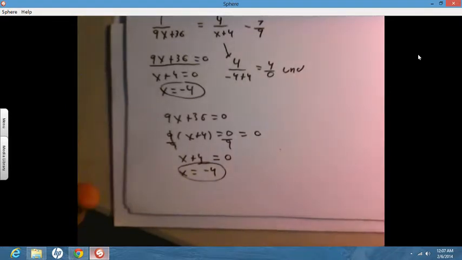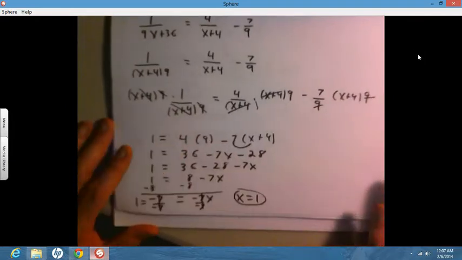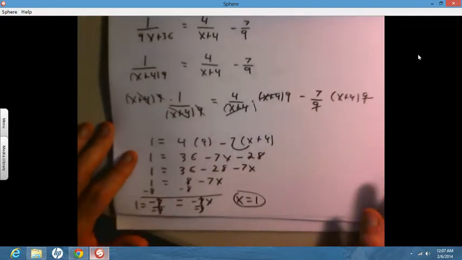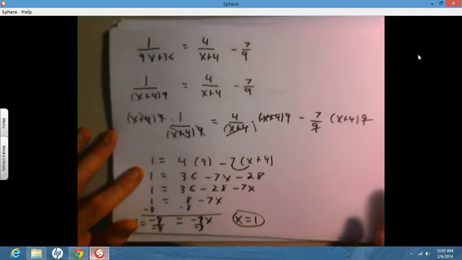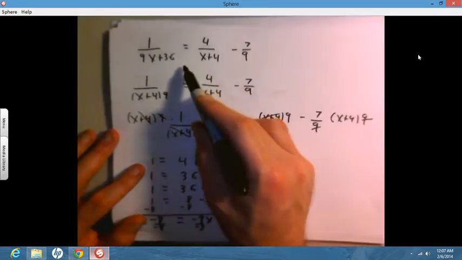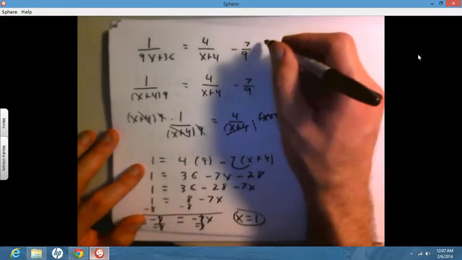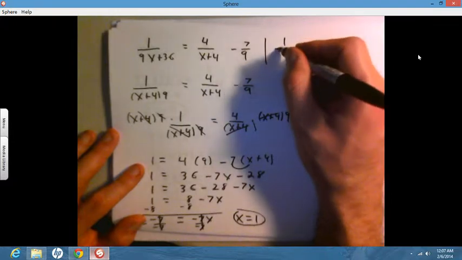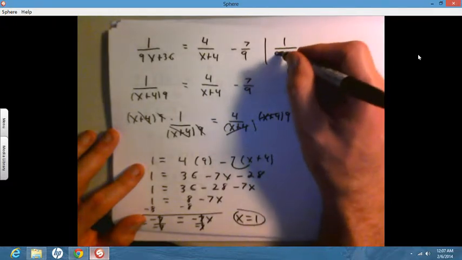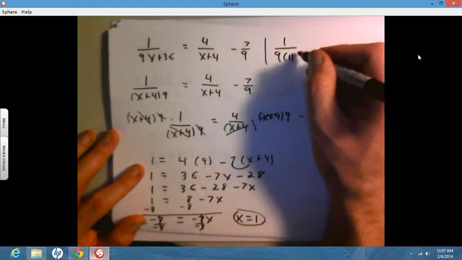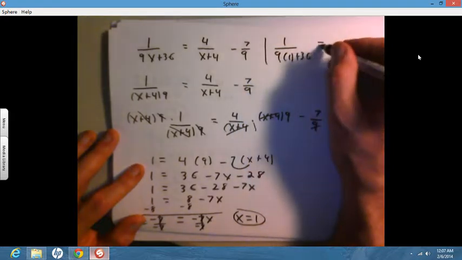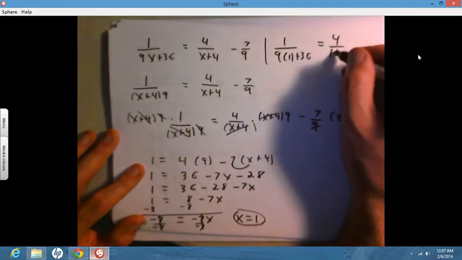So let's go back and check what we got. Well, our solution was x equals 1, so we're okay. Another way you could have checked that is just go back to the original equation and replace the x by 1, and make sure that nothing is undefined. We have 9 times 1 plus 36 is equal to 4 divided by 1 plus 4 minus 7 divided by 9.